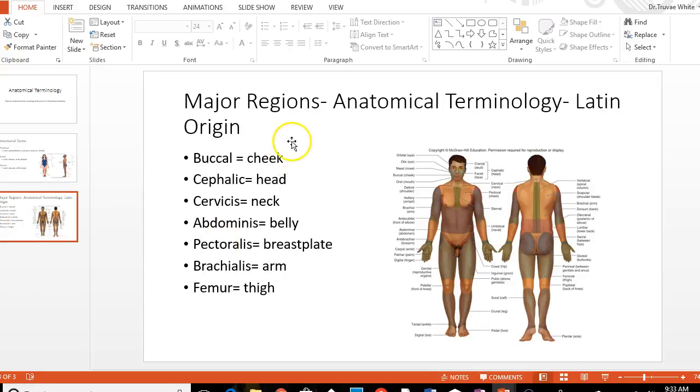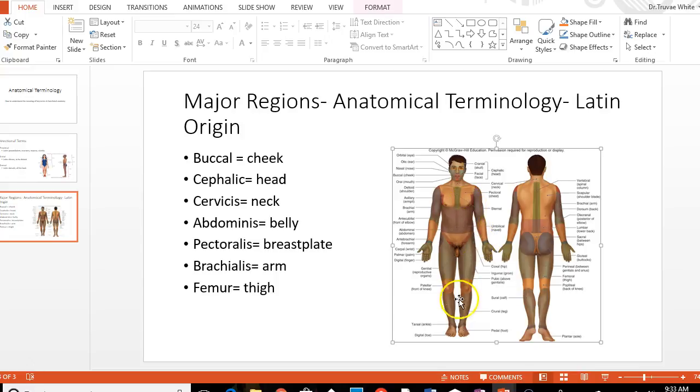Let's take here the major regions, the anatomical terminology. Most of them have Latin origin. So you'll be responsible for looking up the meanings of the words. A lot of the terminology in anatomy cannot be changed. Some things have more of layman's terms. And so I picked out a few from the picture that you have in your lecture notes. Also, I pulled this out of your book.